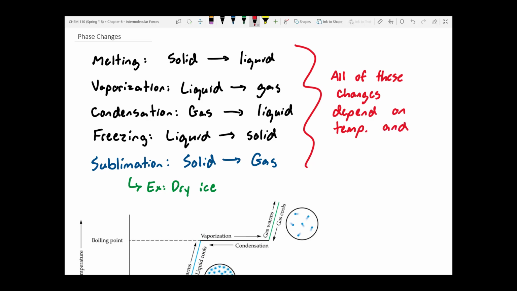They depend on temperature and pressure, I should say. A good example of that is if you've ever been camping at a high elevation or simply gone to a place like Denver, it actually requires less heat to boil water. And so you have to adjust your cooking times when you're at high elevation.